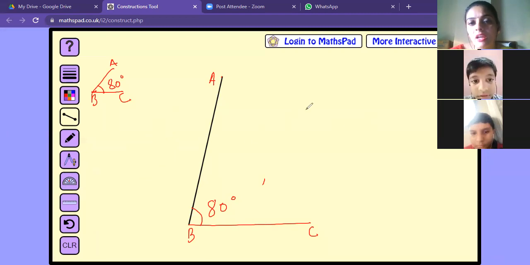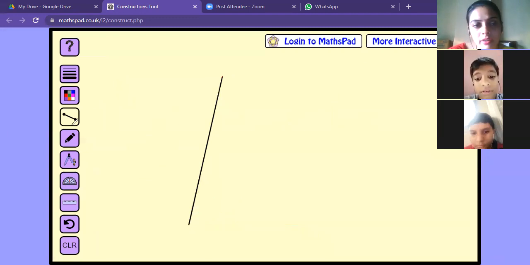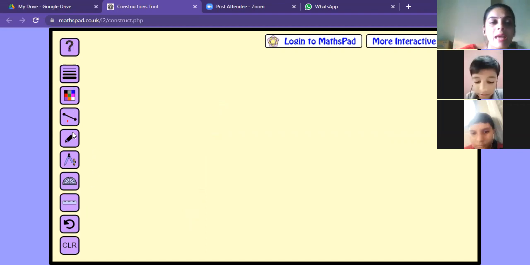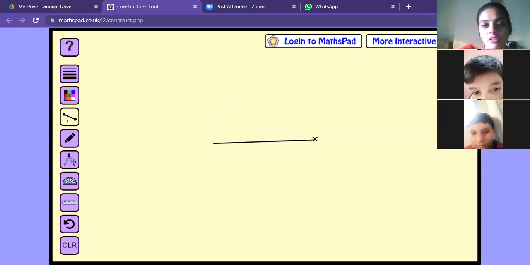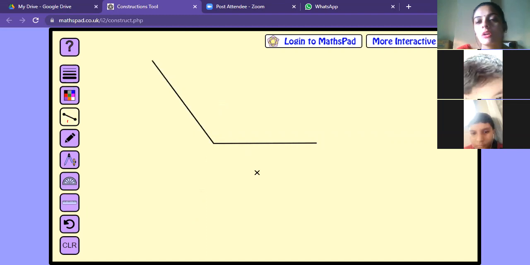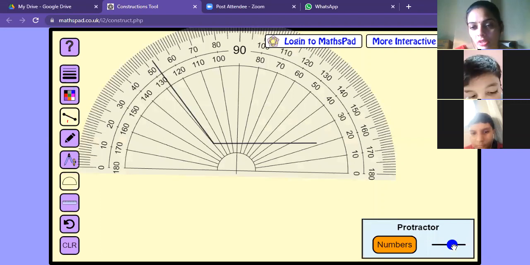Now, if any angle is given this way, just wait, this is one type, okay? Now, if an angle is already made over there, what do you have to do? Then you have to measure it, right? For example, this is the line. This is the angle. Now how will we measure? We will place a protractor, okay?